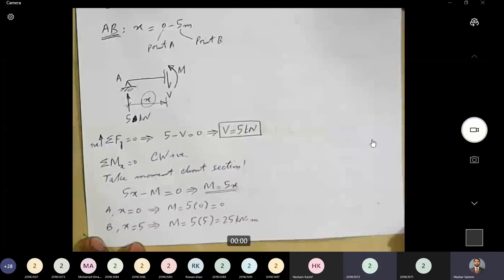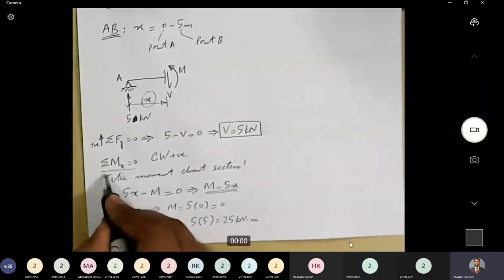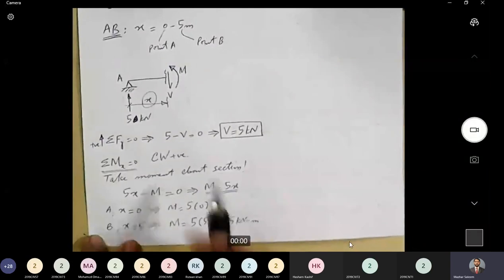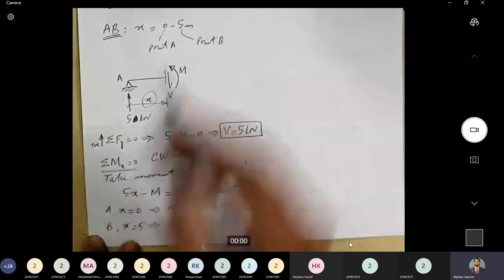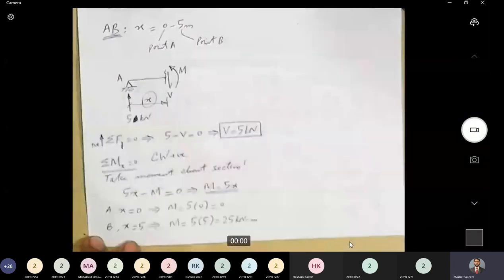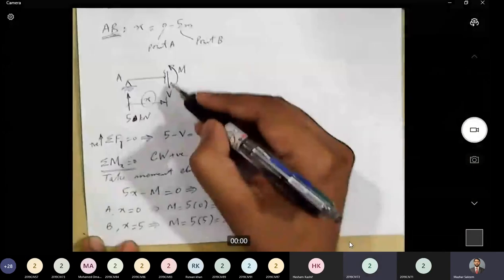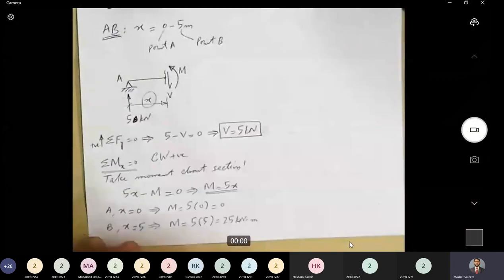Because we have written the equation of moment at the section location, at this location, and V is actually passing through this location.